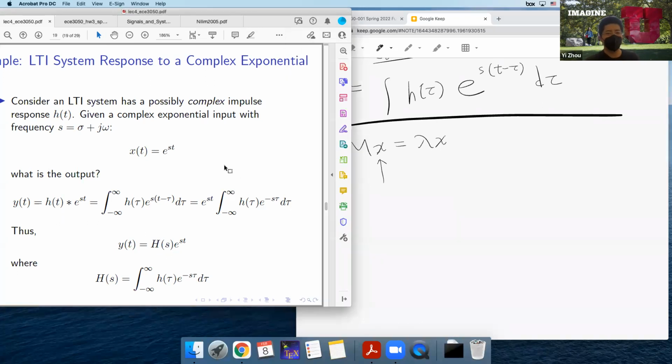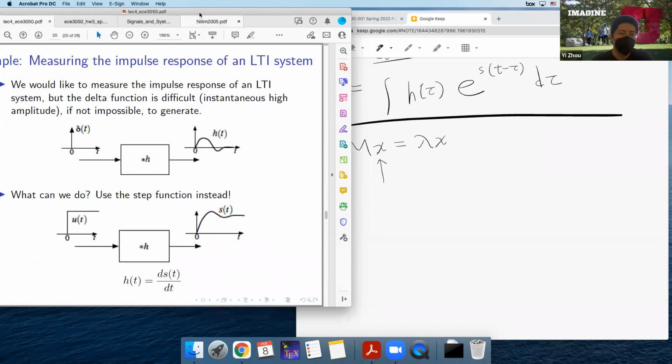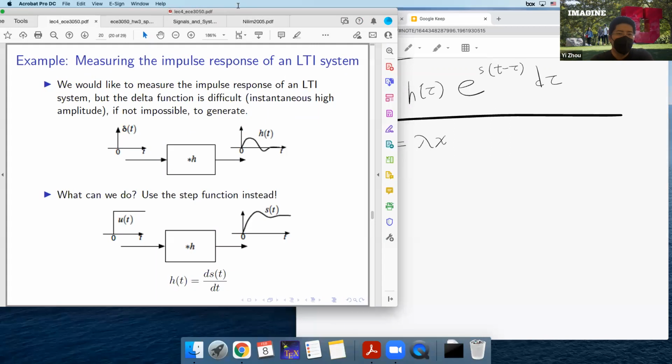Right, so there's a close relation between linear algebra and LTI systems. In many cases, you can view a matrix as an LTI system. So in practice, when we want to characterize the input-output relationship of an LTI system, we need to know the impulse response of the system.